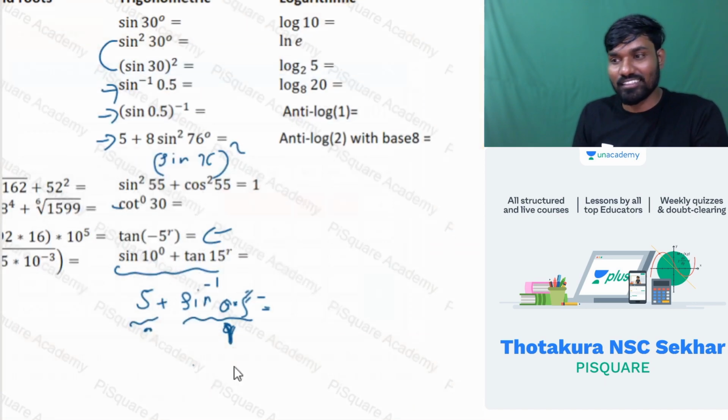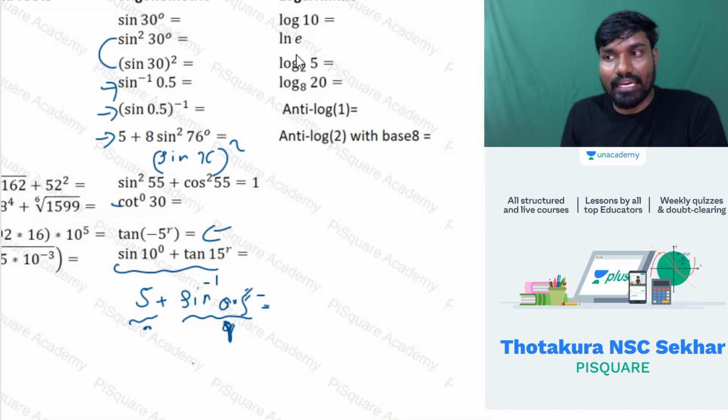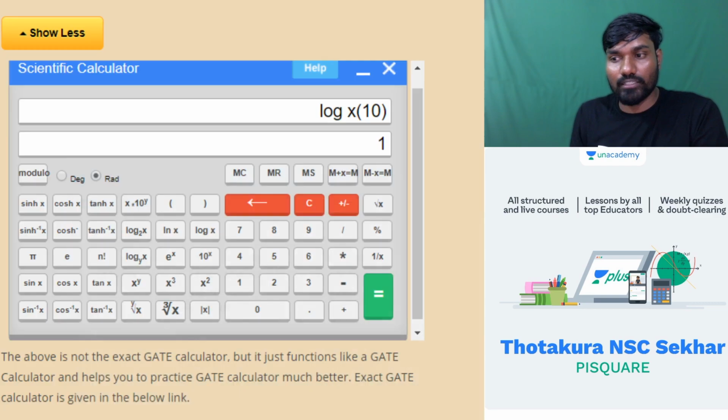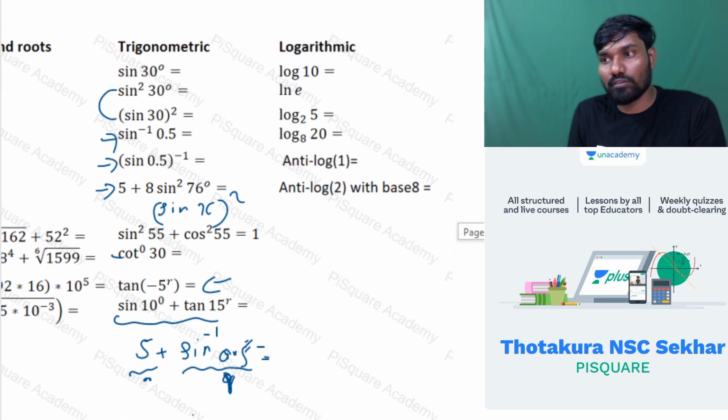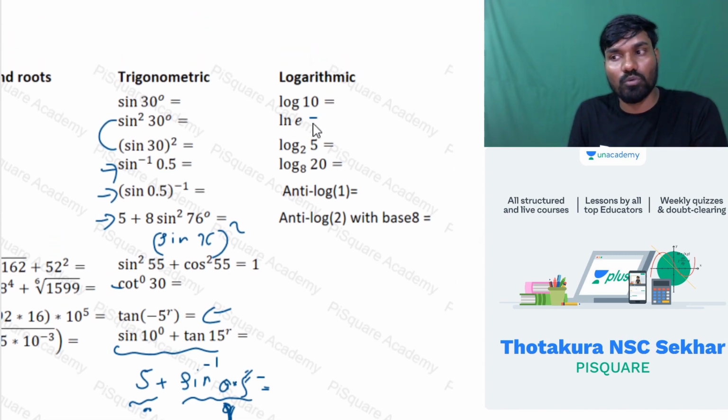It's done. ln e, I want to find. Natural log. See here, ln is here. Natural log is here. ln means what? Log base e. In place of x we have e itself. That value we know is 1. We know its value is equal to 1.